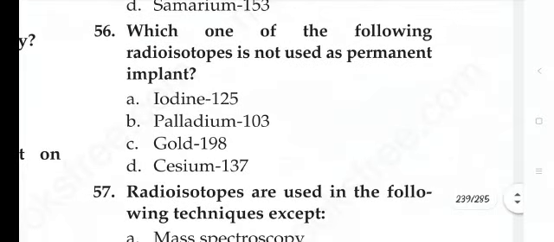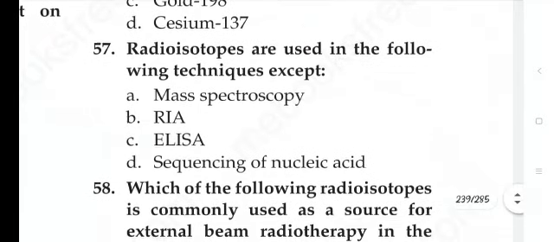Next question, which one of the following radioisotopes is not used as permanent implant? Options are option A iodine 125, option B palladium 103, option C gold 198, and option D is cesium 137. The answer of this question is option D, that is cesium 137.